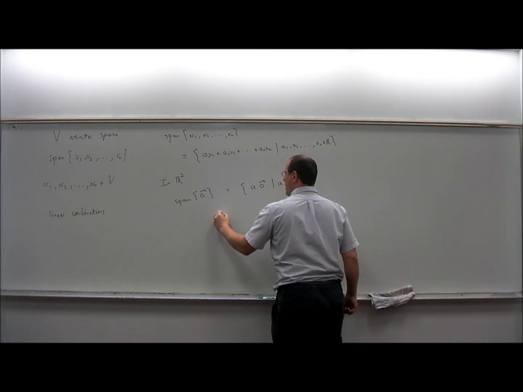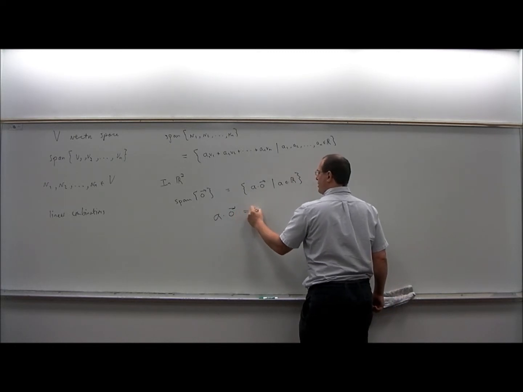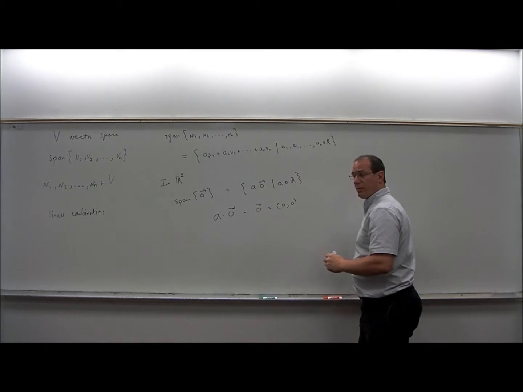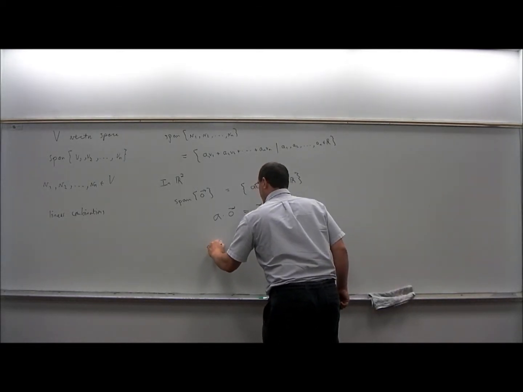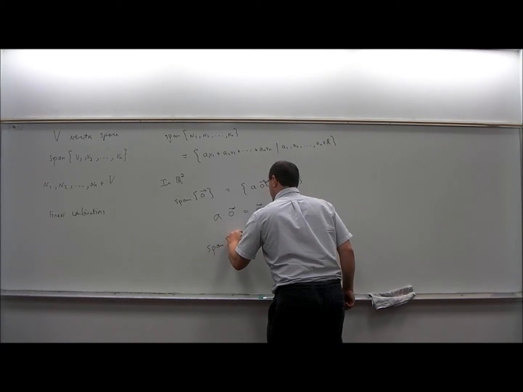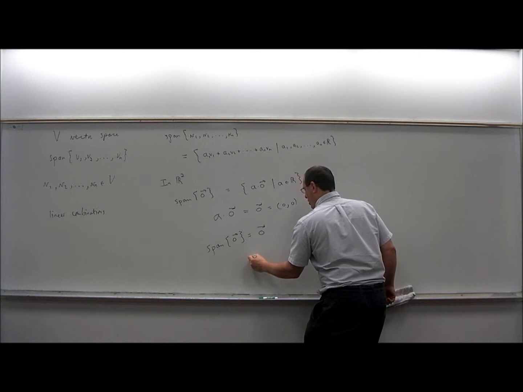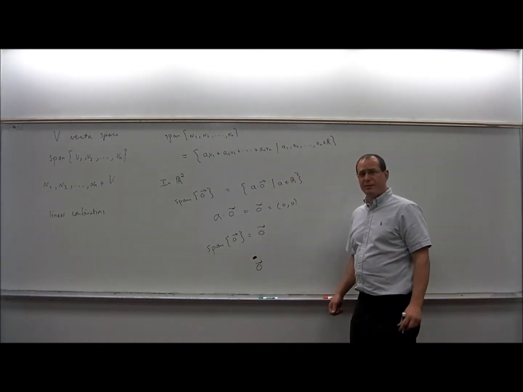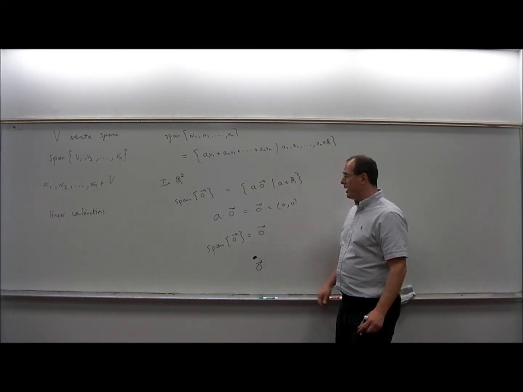But of course, A times the zero vector for any scalar A is the zero vector, which in R2 is (0, 0). So the span of the zero vector is simply the zero vector itself. Just that one point. If that's the zero vector, then the span of the zero vector is just that very same dot.